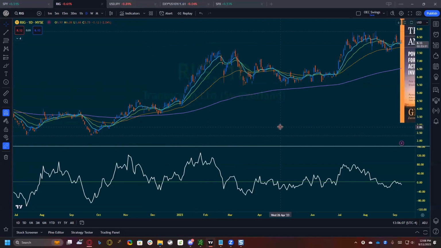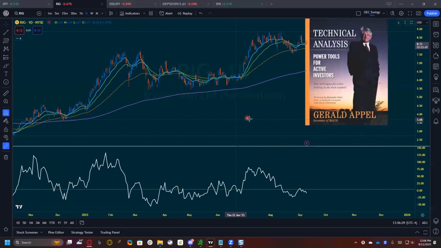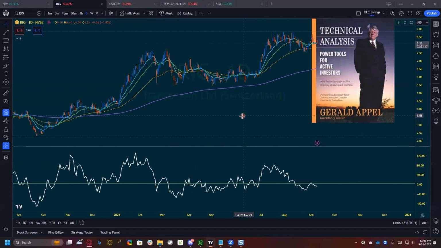All right, so what is this thing? What he's doing, or what he recommended we do, is look at the rate of change indicator on a 5-period look back. Then we look at it again on a 15-period look back, and then one more time on a 25-period look back.